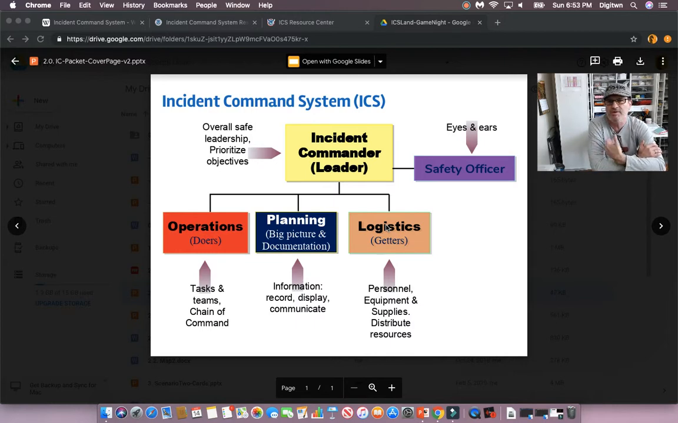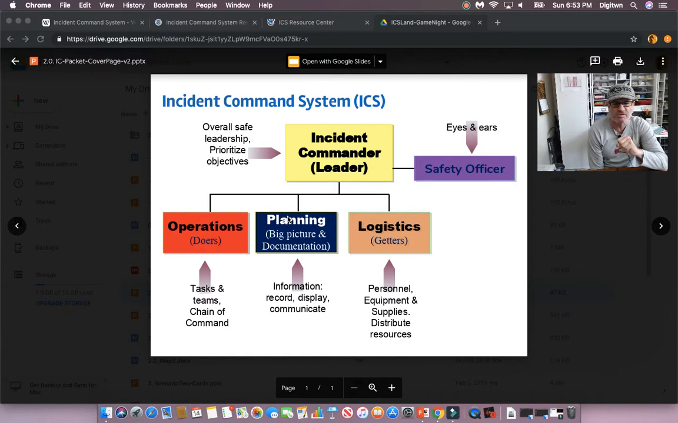Logistics is managing people, personnel, equipment and supply, maintaining inventory lists, and also sending people to find resources when they are needed. Finally, there is one more person, a safety officer, who is responsible for the safety of everybody. Each of these leaders might have a scribe, somebody helping them.